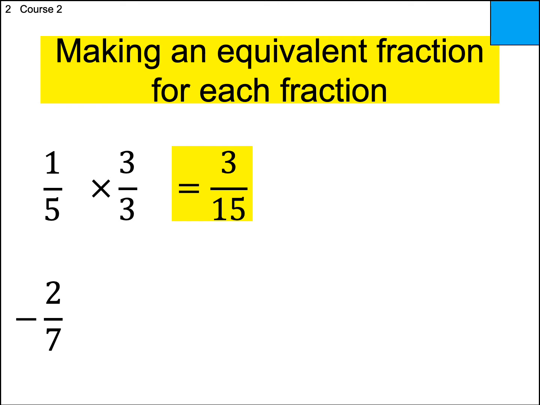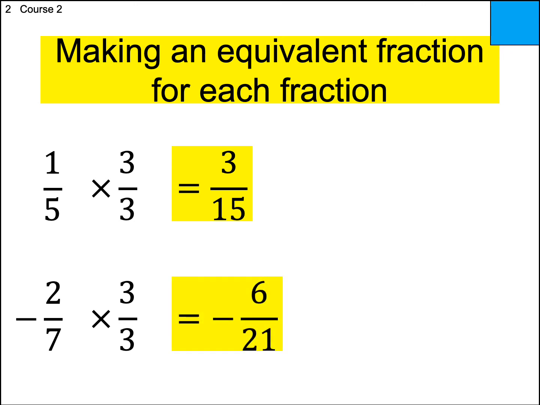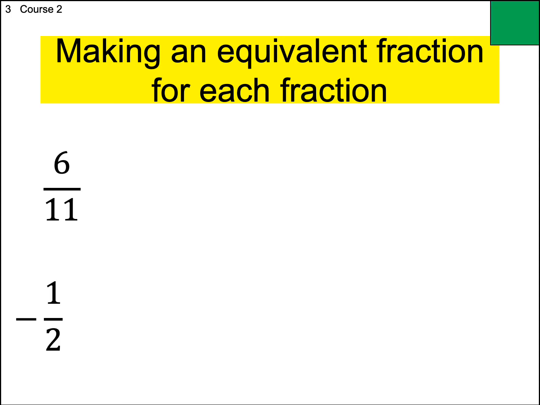All right, so let's see. Negative 2/7, so I'm going to multiply once again by 3 over 3. That's just 1 in disguise. Multiply straight across. A negative times a positive is a negative. 2 times 3 is 6. 7 times 3 is 21. So negative 6 over 21. What do you think? You got this? Okay, here's 2 more. Go ahead and pause the video and give these a shot.